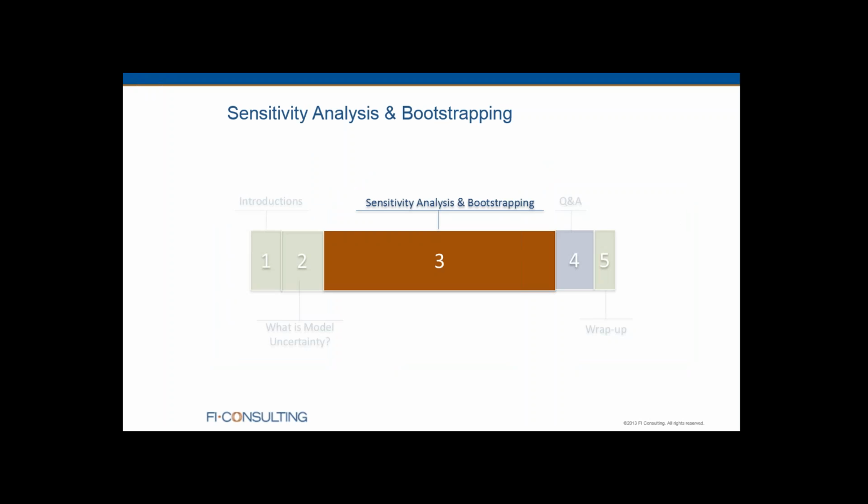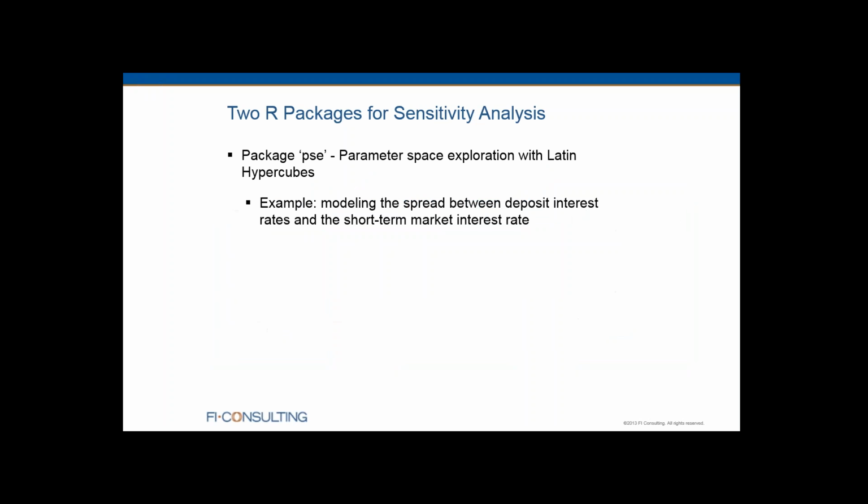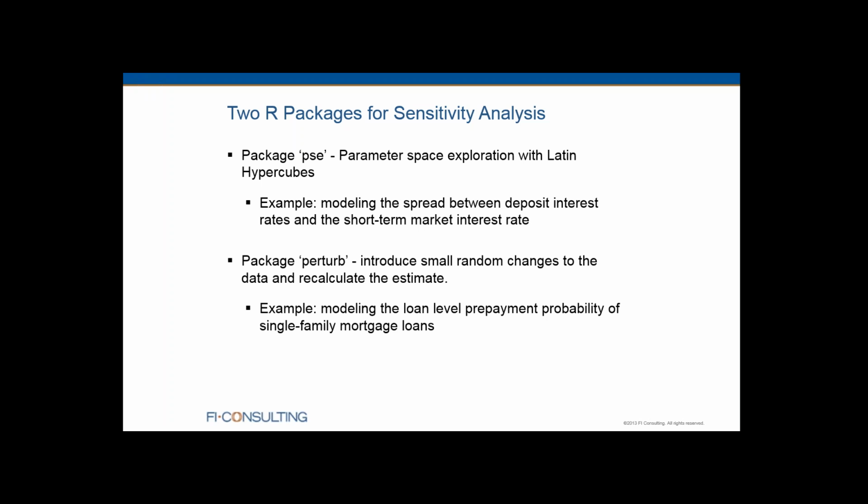Okay, so now we are going to look at some concrete examples in sensitivity analysis and bootstrapping. And we're going to start with sensitivity analysis. There are many different ways to conduct sensitivity analysis. However, we're going to focus on two of them. The first is parameter space exploration. And we're going to make that easier with a numerical technique called Latin hypercube sampling. As an example, we're going to use Latin hypercubes to perform sensitivity analysis on a simple deposit spread model that tells banks how much they should charge on deposits below the market interest rate.